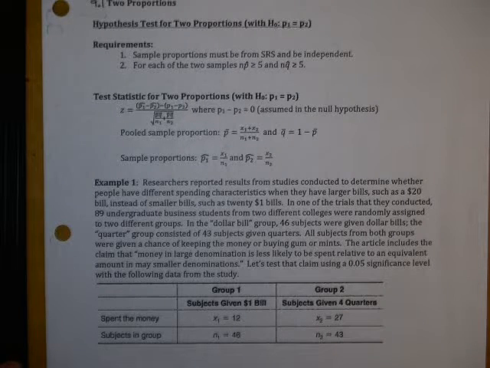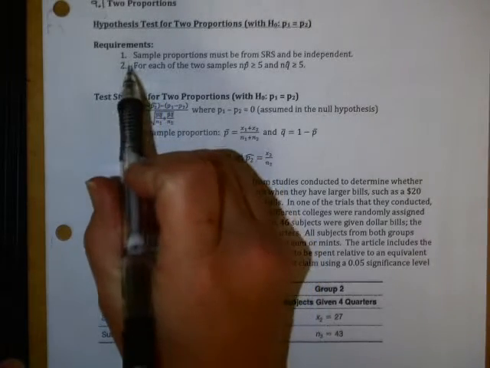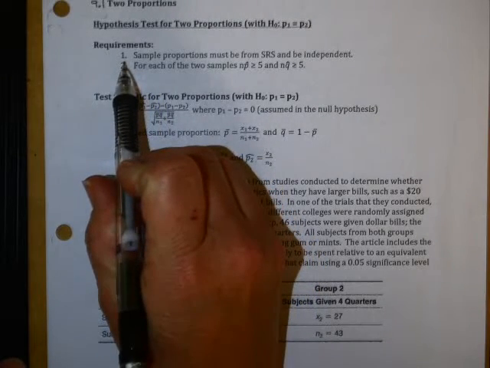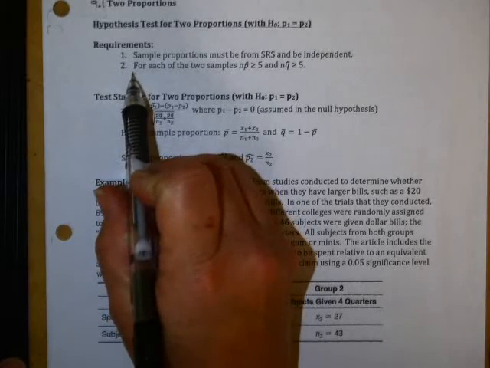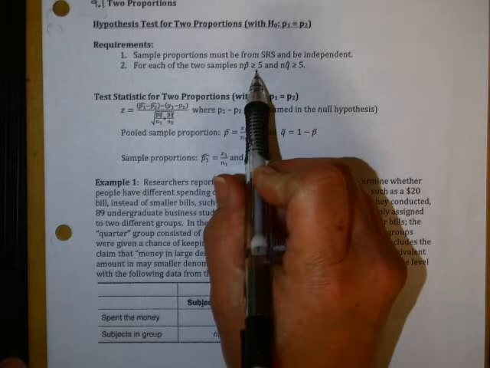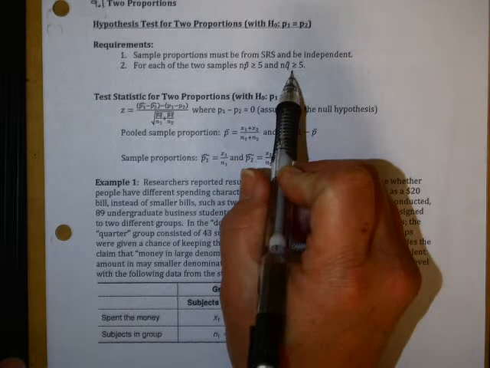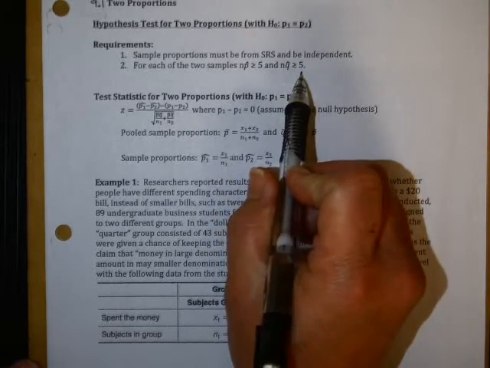In this section, we're going to be studying the hypothesis test for two proportions. The requirements for doing a hypothesis test for two proportions: number one, the sample proportions must be from a simple random sample and must be independent. And two, for each of the two samples, n times p has to be greater than or equal to 5, and n times q has to be greater than or equal to 5.